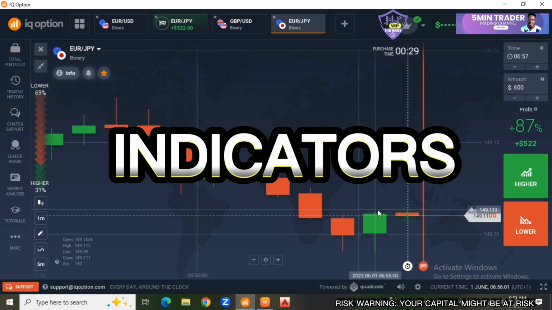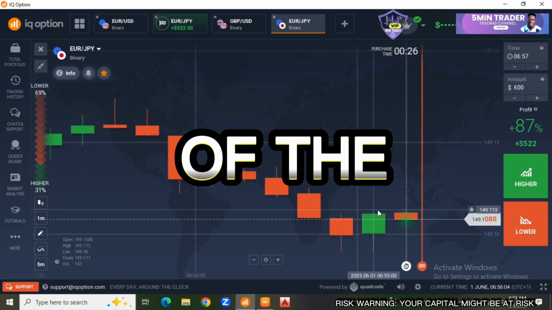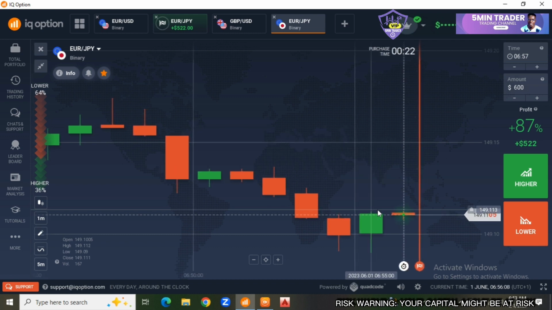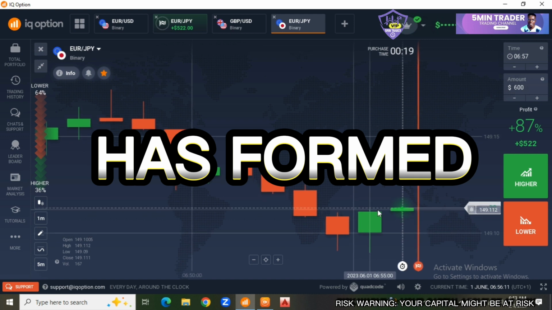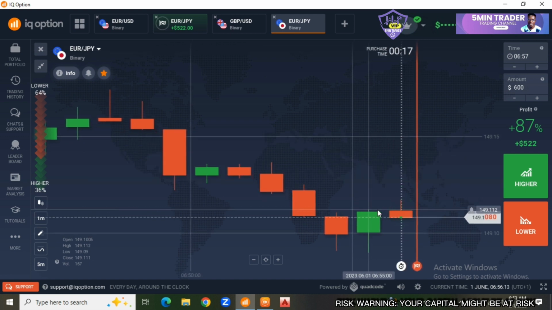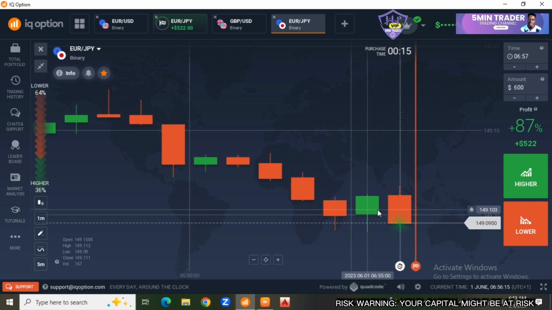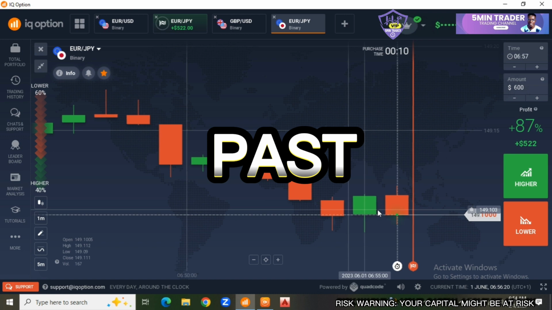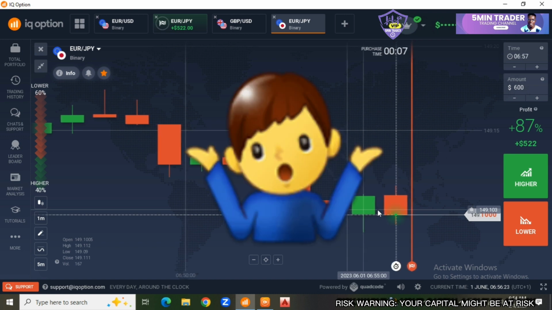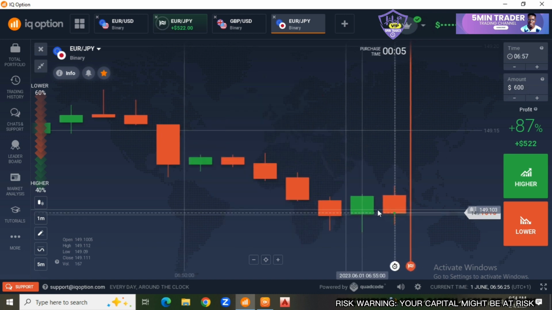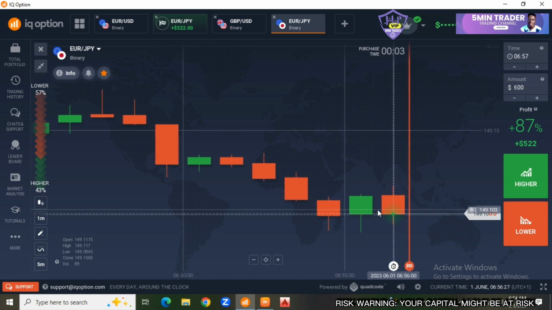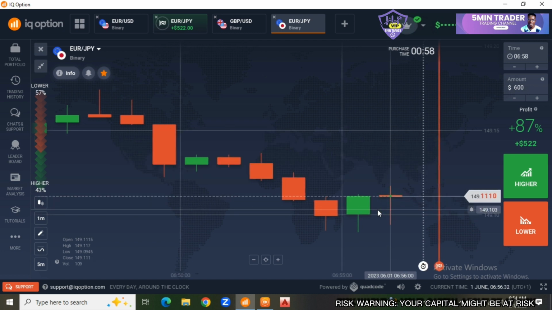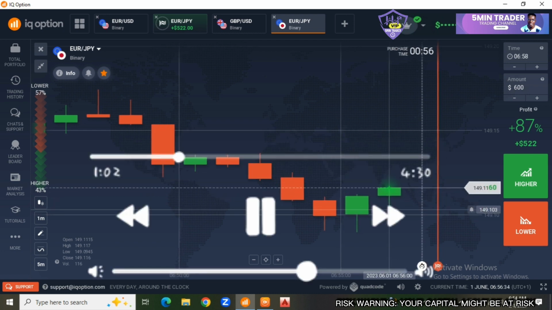Understand that indicators are lagging indications of the market. Indicators showcase the movement after the candle has formed. Indicators do not show what is going to happen in the future. It shows what has happened in the past. So what the hell do you need that for? This is why indicators are not good, because you need to stay in the present and catch exact market movement and not some stupid replay of what has happened in the past.